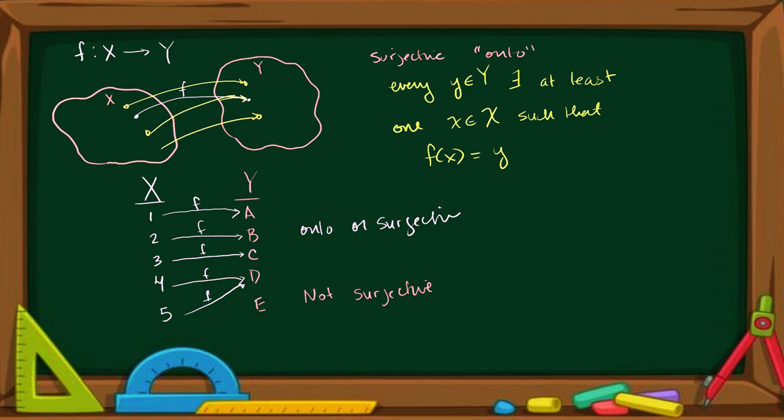Another way to think about it is that if you take the image, so surjective function, let me write it this way. So if I say that f is surjective or onto, these are equivalent terms.